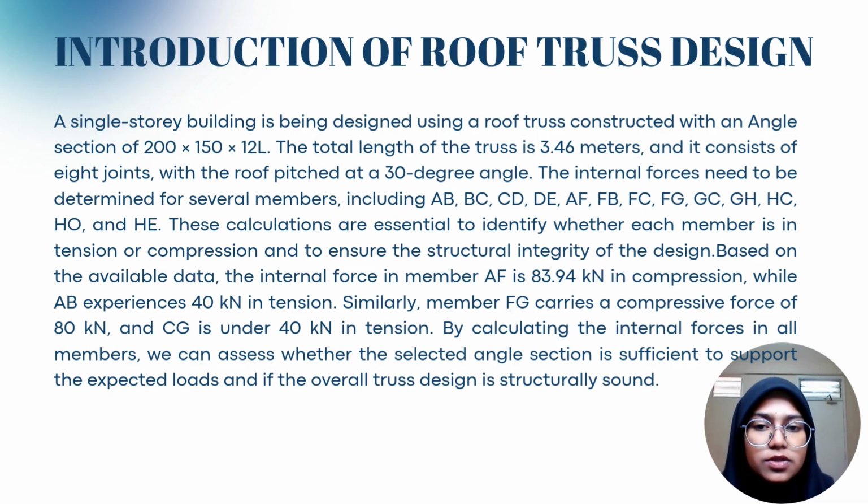AB experienced 40 kN in tension. Similarly, member FG carries a compressive force of 80 kN and CG is 40 kN in tension. By calculating the forces, members can assess whether the selected angle section is sufficient for the expected load and if the overall truss design is structurally sound.